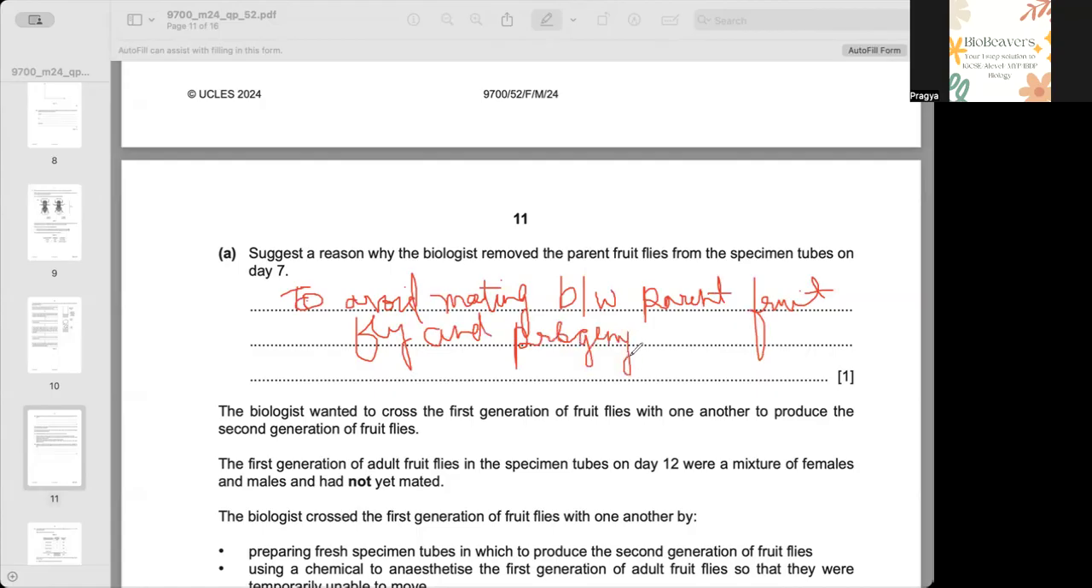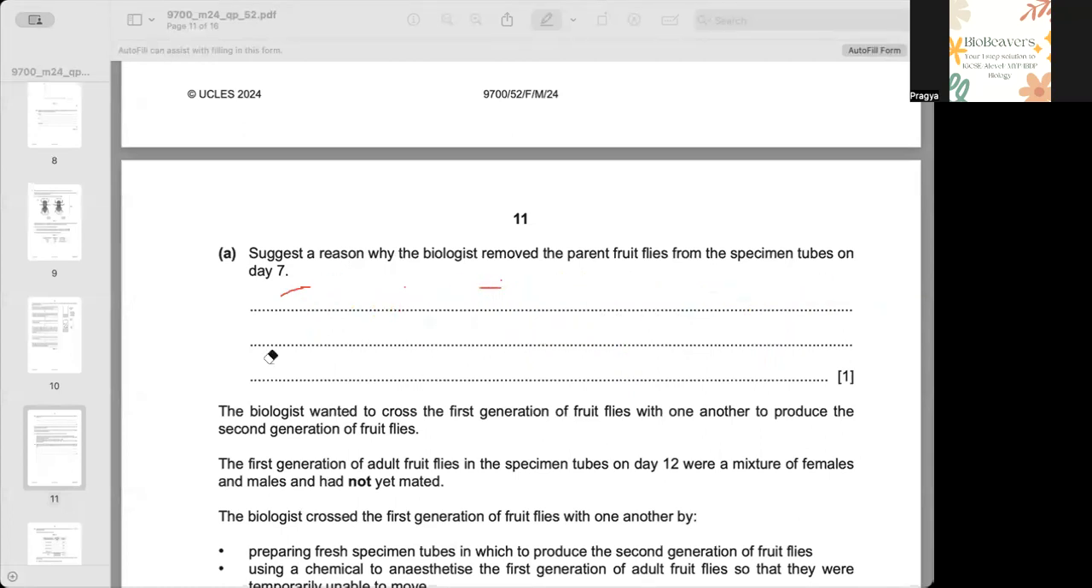Please remember, I have already said this in my previous video. Please make sure that I am using short forms. You do not use short forms. Also, do not start with the sentence that the biologists removed the parent fruit flies from the specimen tubes because, okay, just start with that one statement of answer. Yes, so we have 1 mark with this question, and we move to the next part.